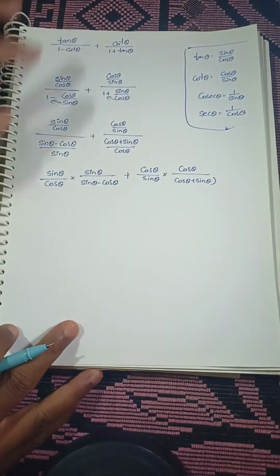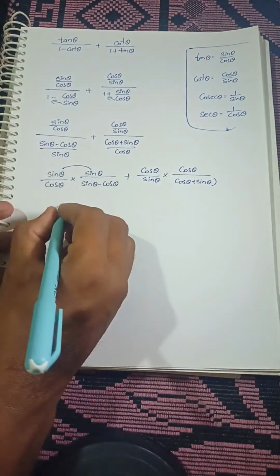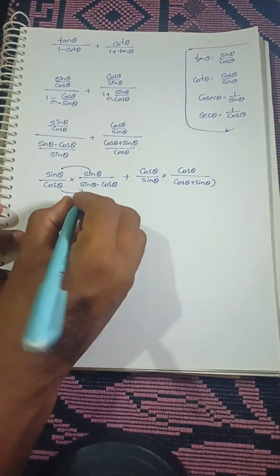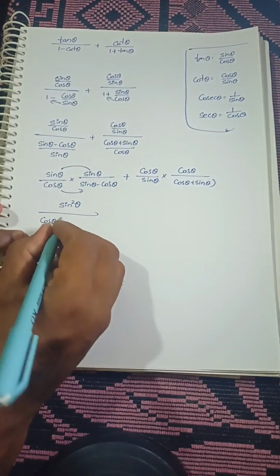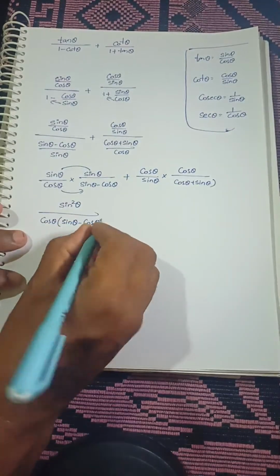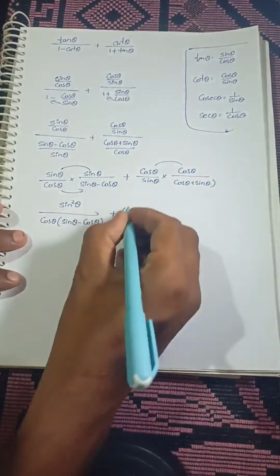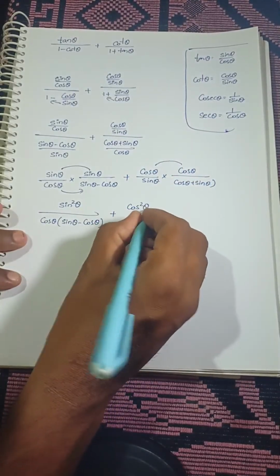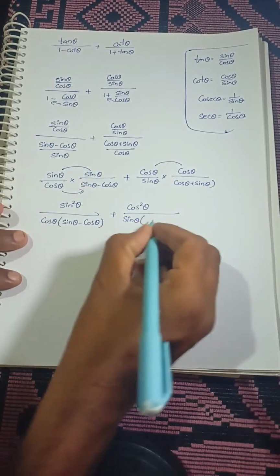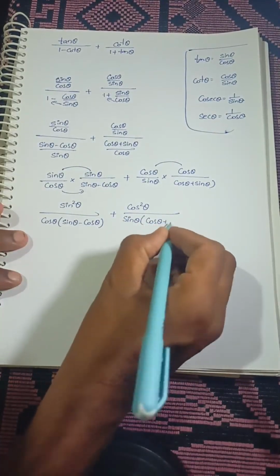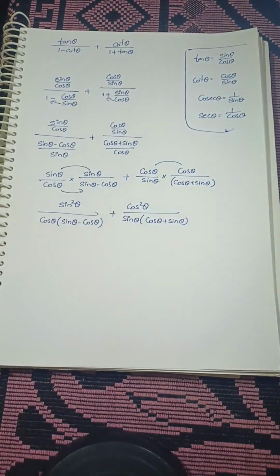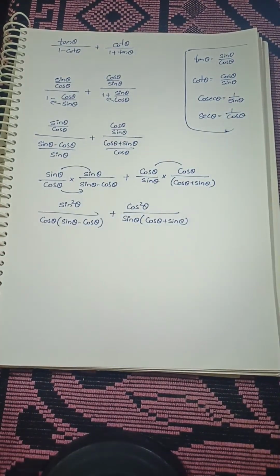Now understand how to write. Sin theta into sin theta will become sin square theta by the multiplication of this one, cos theta into sin theta minus cos theta, plus cos into cos becomes cos square theta by, this one multiply, sin theta into cos theta plus sin theta. I think now everyone understands right up to here.